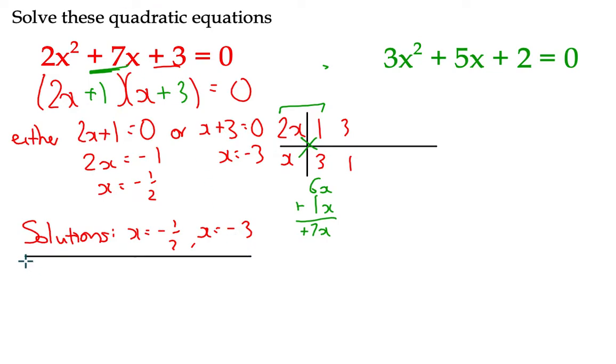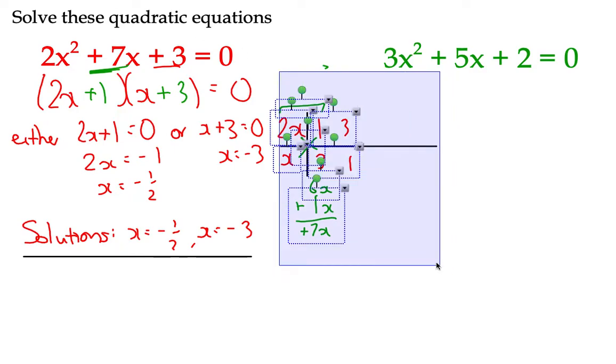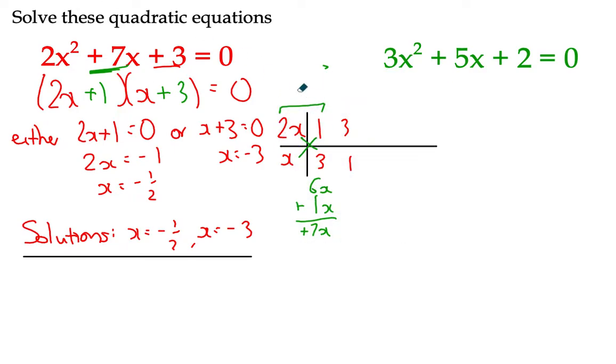Okay, so check the green one out. 3x squared plus 5x plus 2 equals 0. Pause the video if you want to try and do it yourself, because I am about to go over the answer.